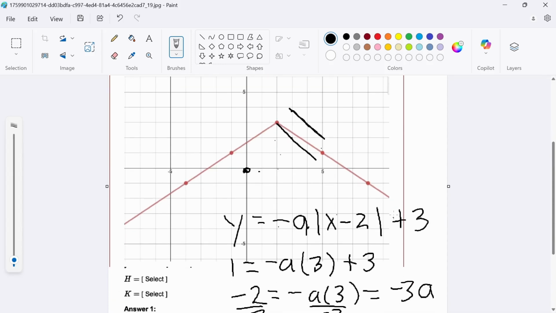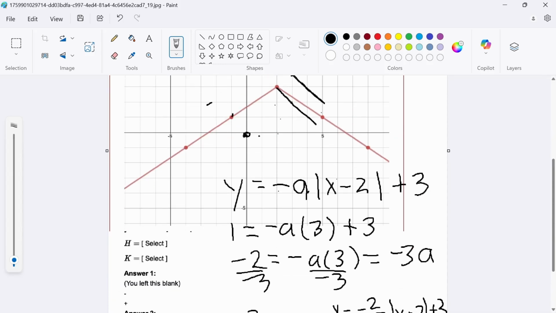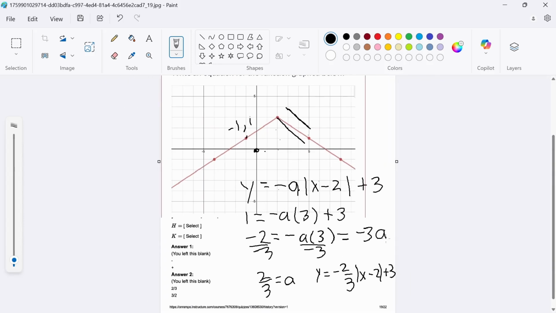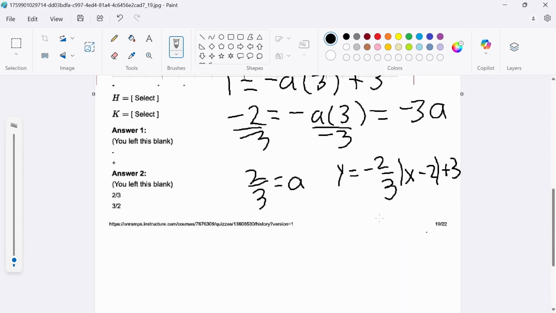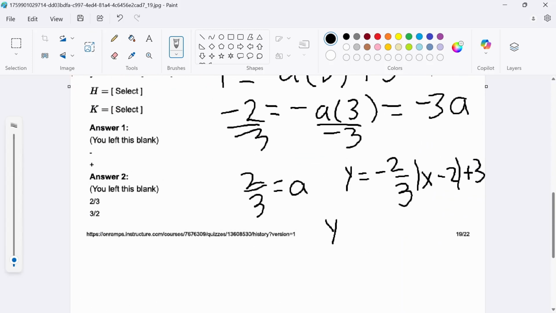Now I'm going to test one other point, which is I'm going to check this point to make sure it works. Negative 1, 1. So when I put in negative 1 for x, I should end up with 1 as the y value. Y equals minus 2/3. Negative 1 minus 2 is negative 3. Absolute value of negative 3 is 3, plus 3. Negative 2/3 times 3, well, the 3's cancel, and that's negative 2. Y equals negative 2 plus 3 equals 1.